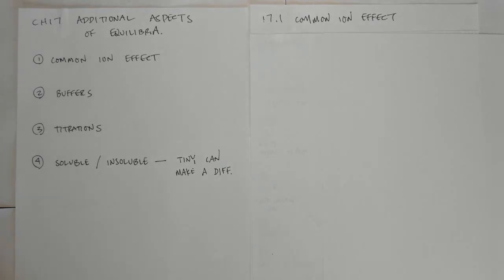So this is our first video cast of Chapter 17, Additional Aspects of Equilibria. In this chapter, we'll look at 4 different areas. One called the common ion effect. That'll happen during this video cast.